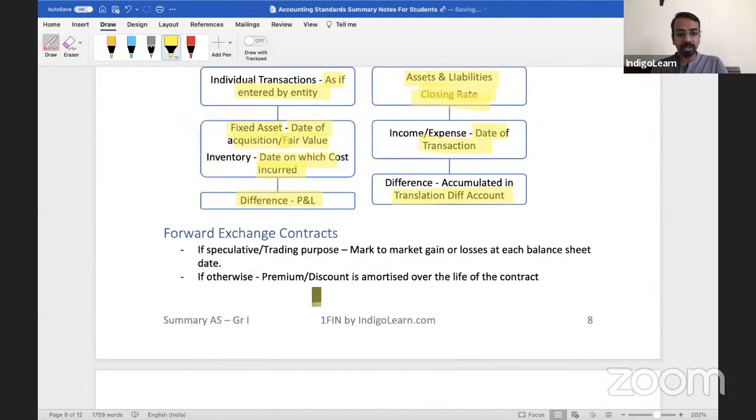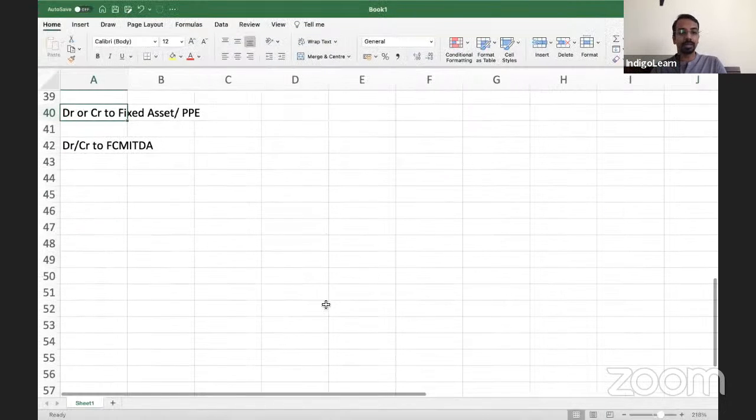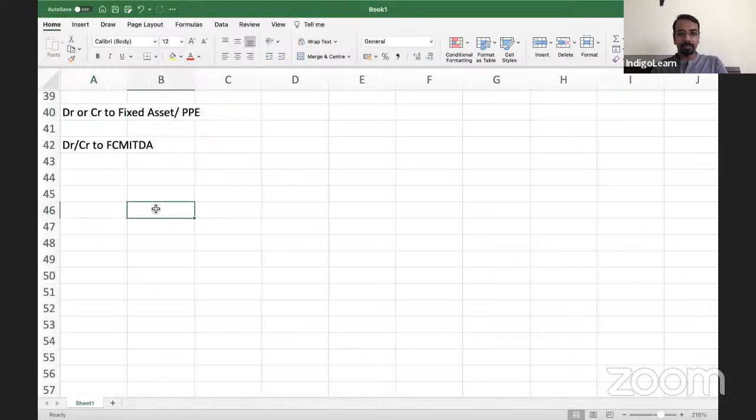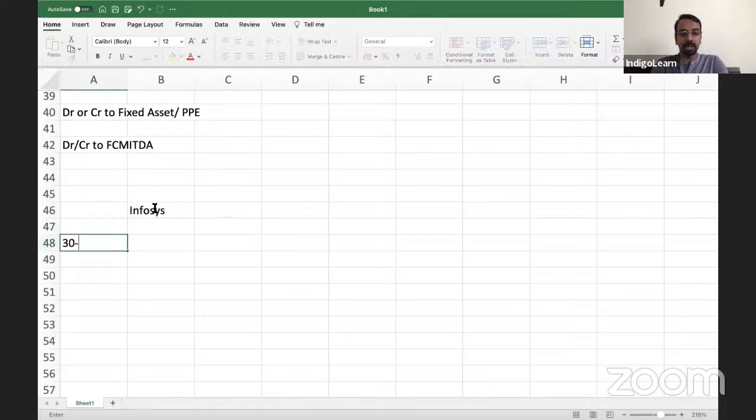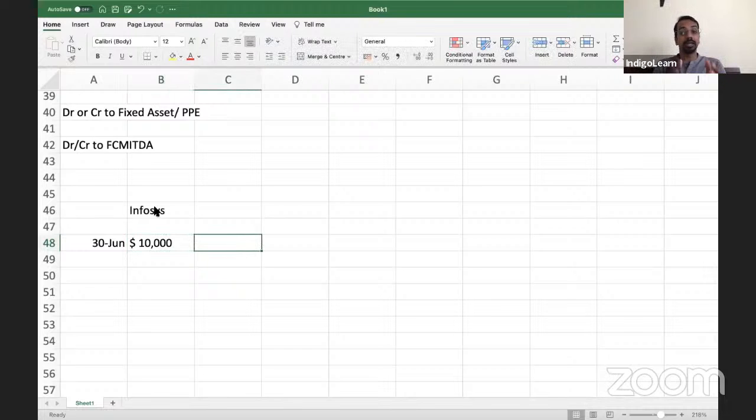Then a small discussion with respect to forward exchange contracts. For this also, you need to understand an underlying concept. Say, for example, in the case of Infosys, when will Infosys receive that amount? Infosys will receive the amount on 30th of June from Amazon, $10,000, right? Infosys will receive this amount of $10,000 on 30th of June of 21.